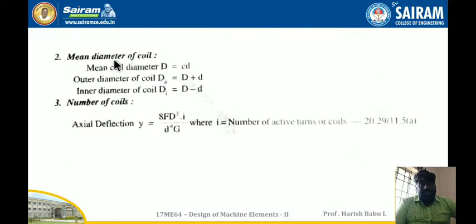The second step is finding the diameters. The mean coil diameter D is equal to C into small d. Outer diameter of the coil, D0, is capital D plus small d. Inner diameter of the coil, Di, is capital D minus small d. The number of coils we find out using axial deflection Y, which is 8FD cube into i divided by d to the power of 4 into G, where i is the number of active turns or coils. The equation number is 20.29.